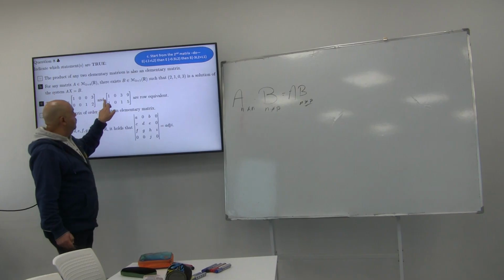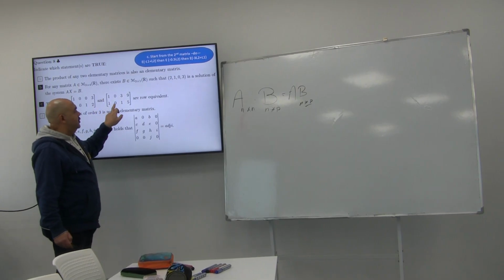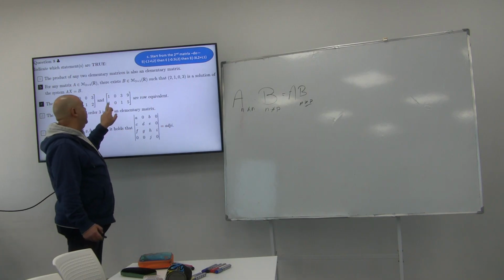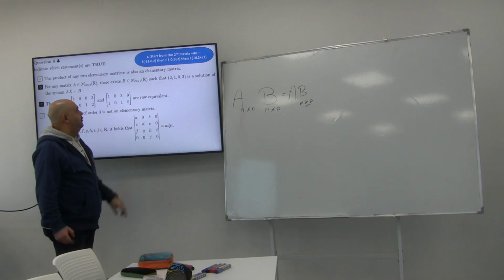Multiply the first row by negative and add it on the second row. Then multiply the second row by minus 0.5. Then multiply the second row by negative 3 and add it on the first row.